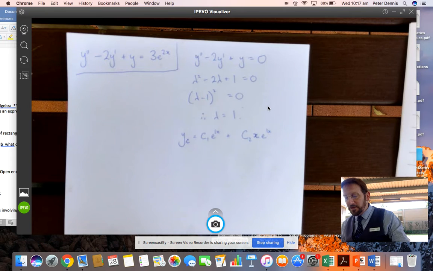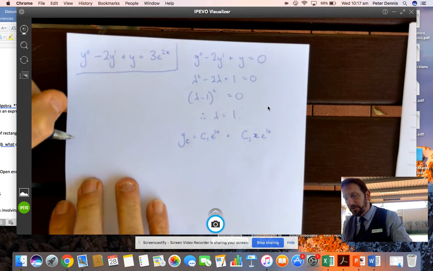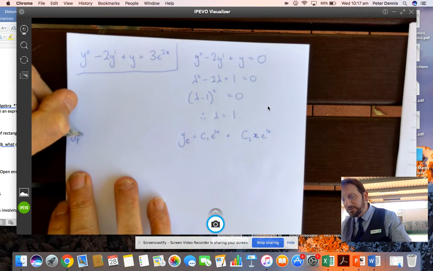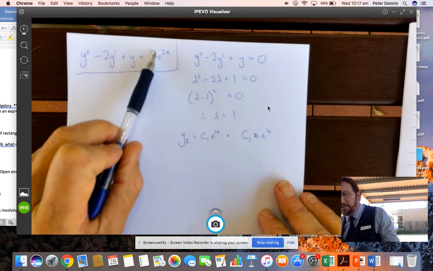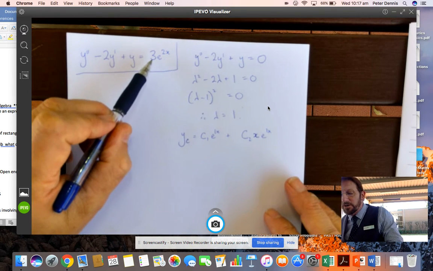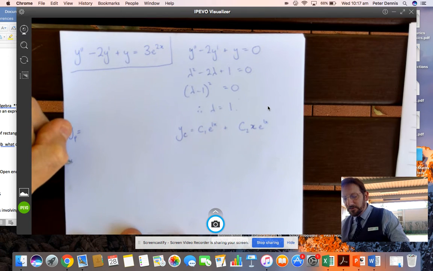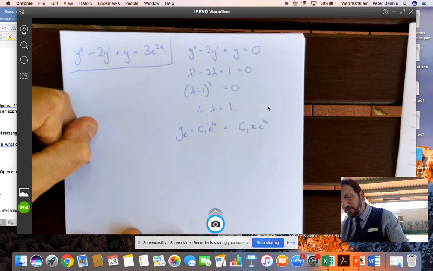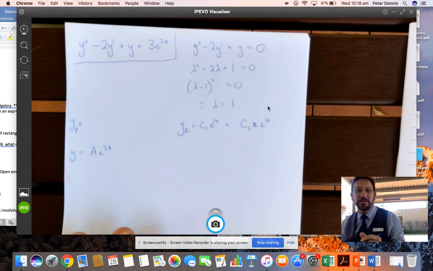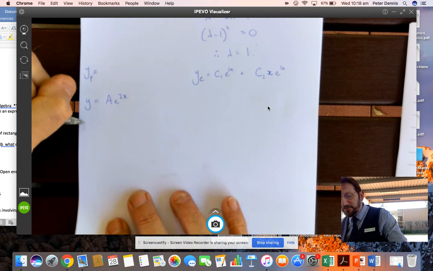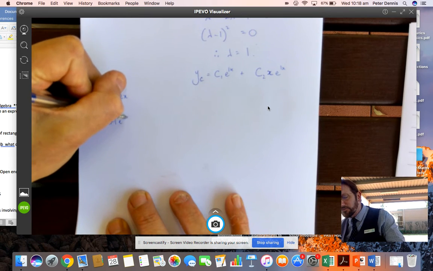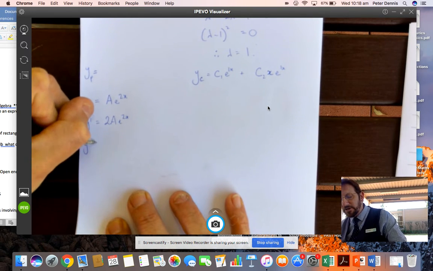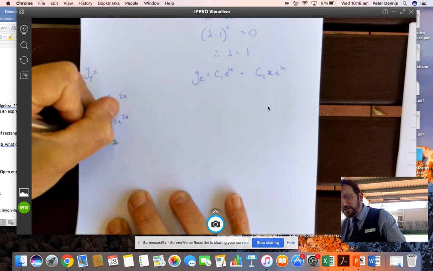Now, the next part is to get our particular solution. So y particular. And this is where we sort of have a guess. And we can have a guess in this case because this side is 3e to the 2x. So let's assume that our answer is going to be something like ae to the 2x. And that's a fairly good assumption. And so y dash is going to be 2ae to the 2x, just differentiating. And differentiating again, we get 4ae to the 2x.